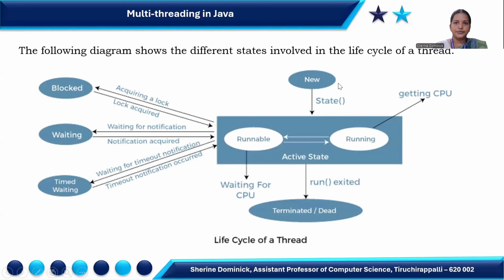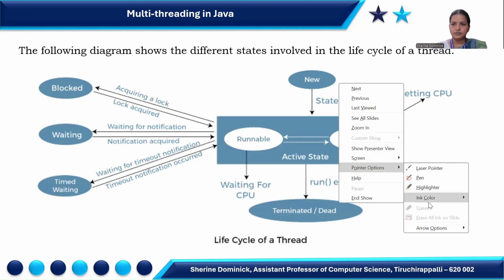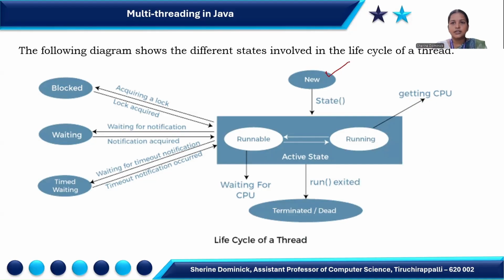So first we have the new state. So this is a state where a thread gets created. So at the state new, we create a new thread. The next state is when we call the run function. So when we call the run function, the newly created thread enters the running state. So running state also means that the thread is active. It has either received the CPU or it is waiting for the CPU.